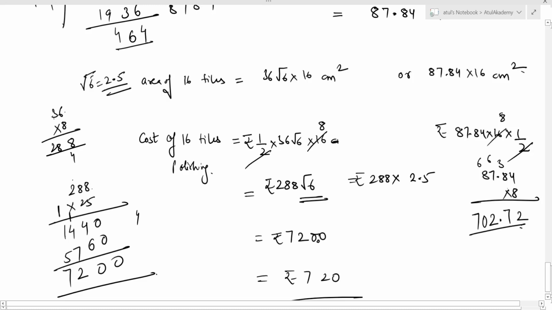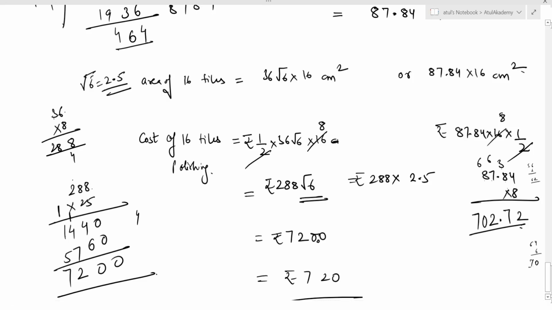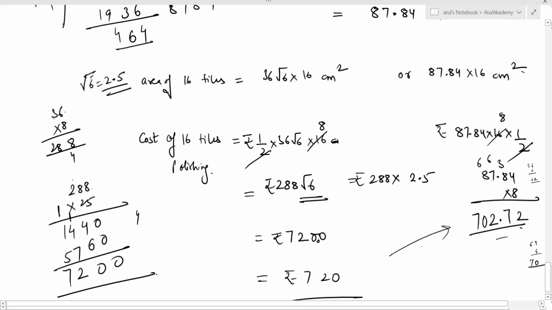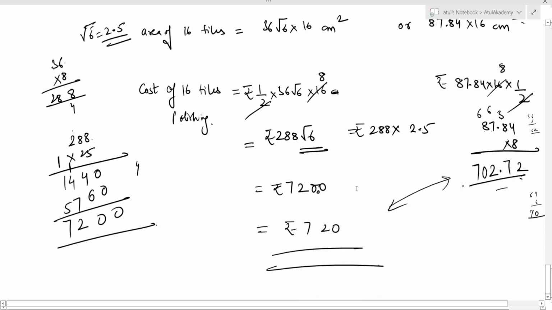Let's multiply it again. 8 fours are 32. So 3. So 8 eights are 64, 7 6. 8 sevens are 56. 56 and 6 is 62 only. And 8 eights are 64 and 6 is 70 only coming. So I think it's nearby only, but a little more variance is there. Is there any mistake over here? 288 into 25. Let's cross check also.